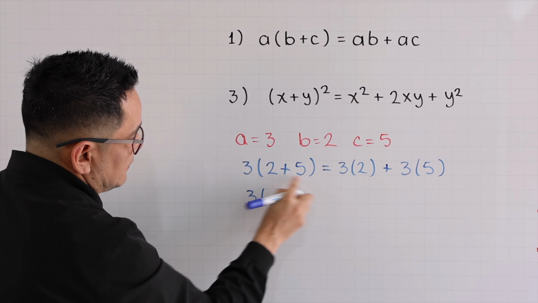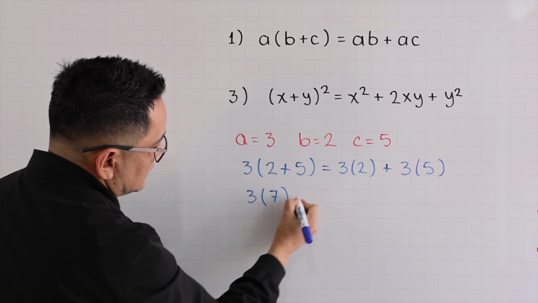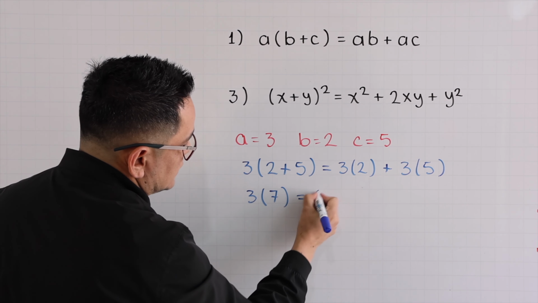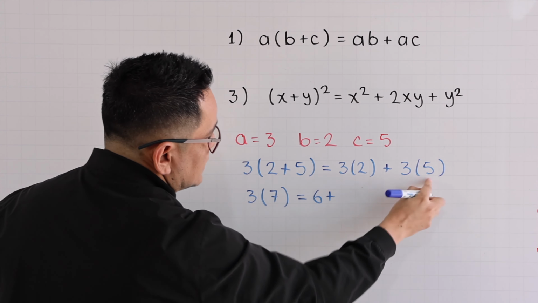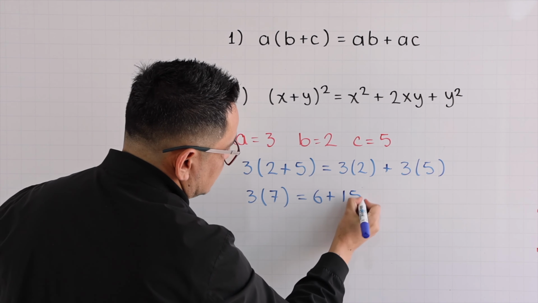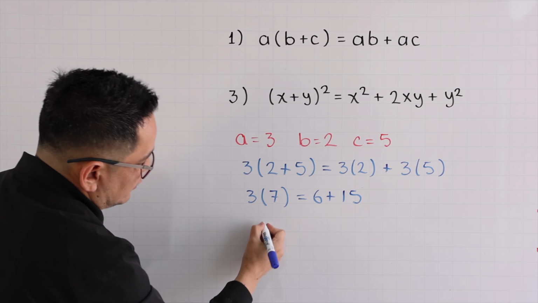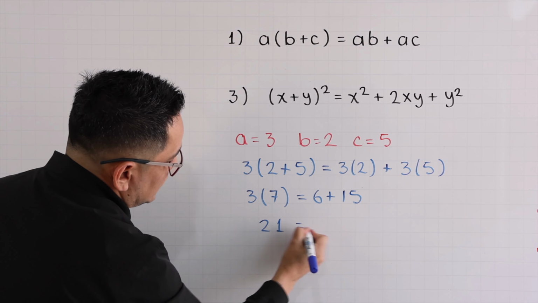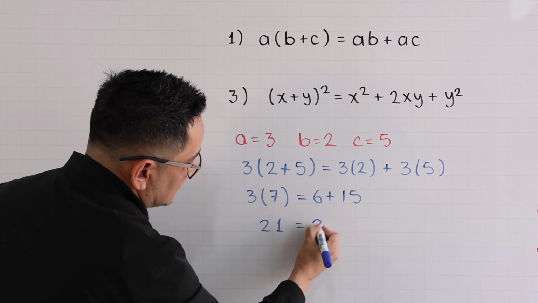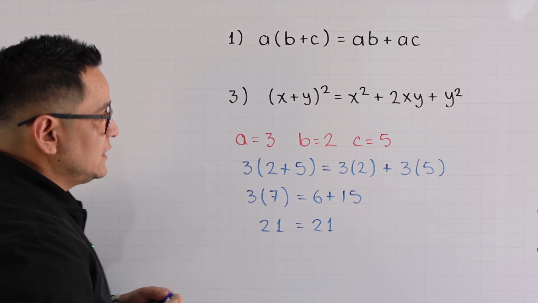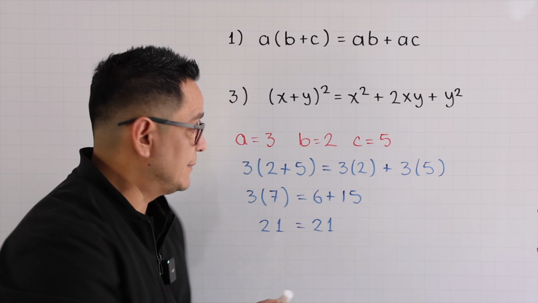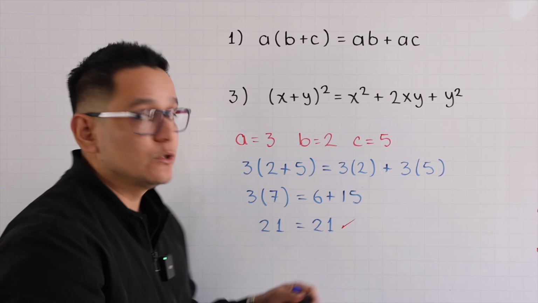So I have 3 times the sum of 2 and 5, which is 7. And on the right side, we have 3 times 2, which is 6, plus 3 times 5, which is 15. On the left side, we have 3 times 7, which is 21. And on the right side, we have 6 plus 15, which is also 21.